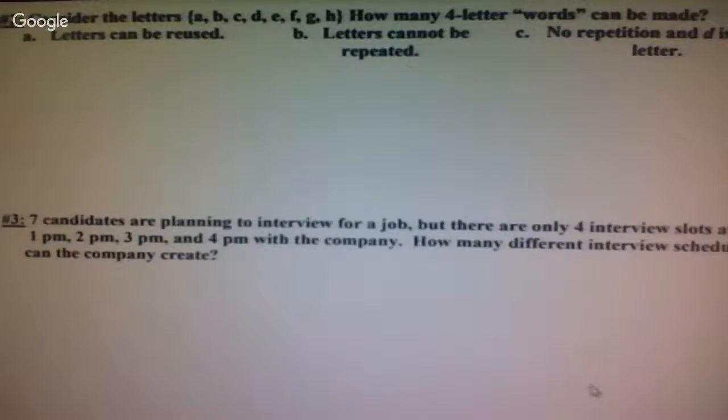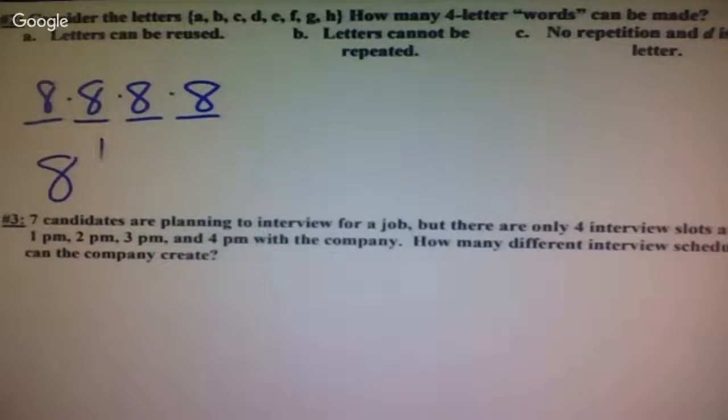Okay. So A says letters can be reused. Is that a permutation? No, it says I can reuse. So I've got a 4-letter word where my letters can be reused. How many choices do I have? 8, 8, 8, and 8. Or you could write that as 8 to the 4.